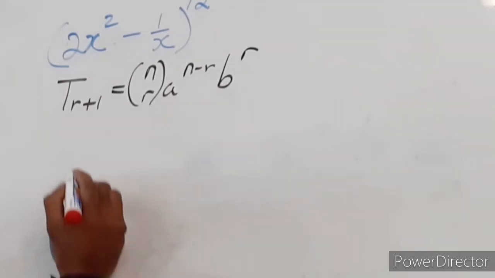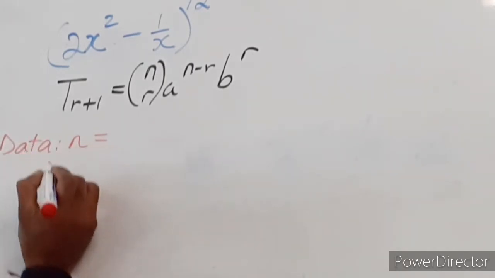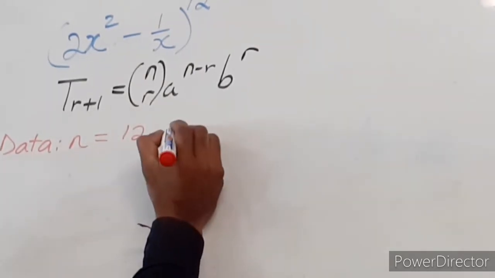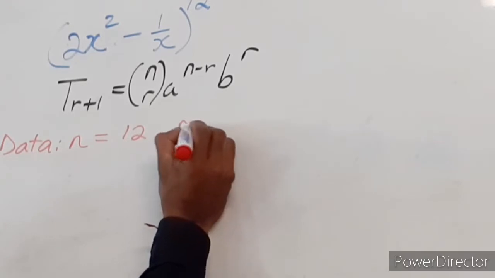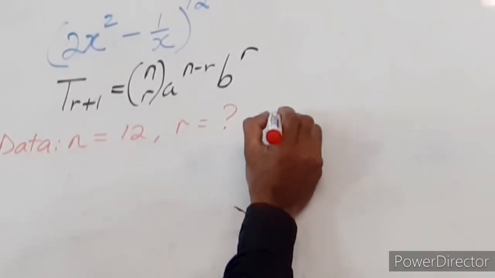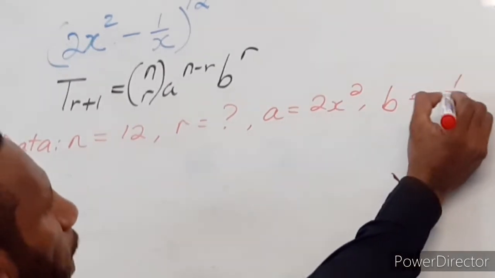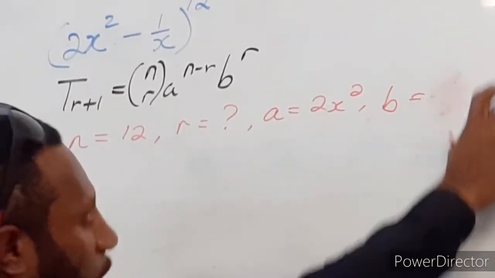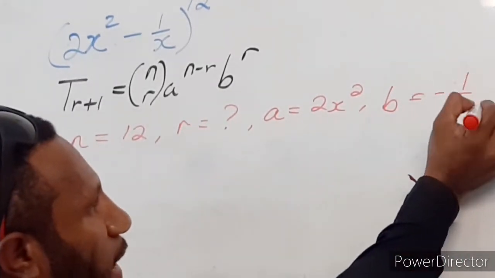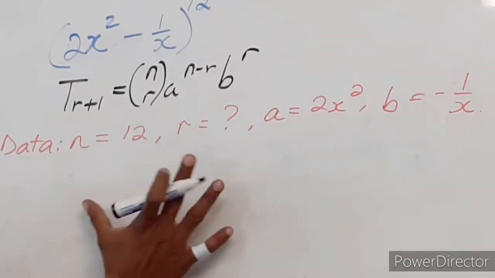So let's extract the values now. We collect data, in other words. n is equal to 12. And r, we don't know the value of r. Let's say a is equal to 2x squared and b is equal to negative 1 on x. We have to be very careful with the negative here. So b is now equal to negative 1 over x. These are the values, or the data, that we have collected.